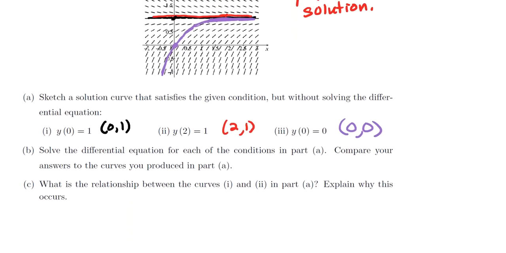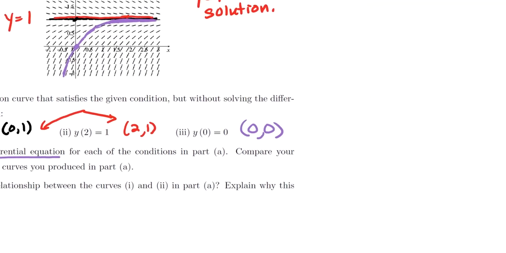All right, so now in part B, we actually have to separate the variables and solve for each of the conditions in part A. Compare your answers to the ones you produced in part A. So are we expecting for parts 1 and 2 that we're going to come up with the equation of this line? The equation of that line is y equals 1. So we should already expect the answer y equals 1. So let's hope that our algebra checks out there.